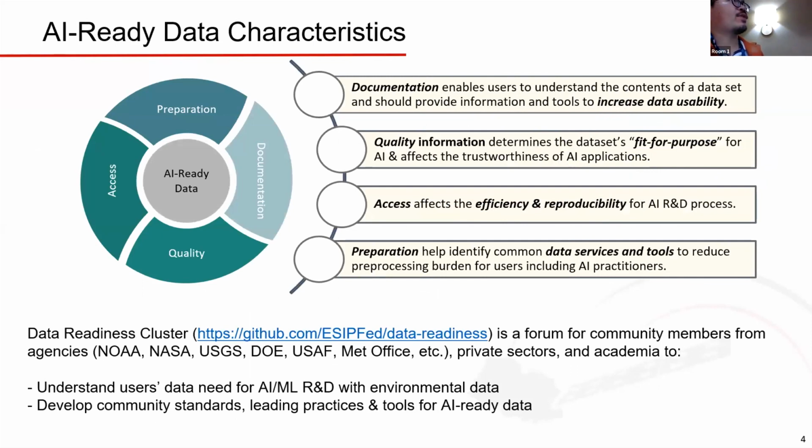And so with the Data Readiness cluster, we identify something called AI-ready data with 4 different categories. I want to draw your attention specifically to the quality information: the AI-ready data characteristic that determines data's fitness for purpose for AI application processes and can affect the trustworthiness of the AI application development process. But there are also other parts, including documentation, and the quality of the documentation, which goes to different aspects of the information quality that has been presented earlier, and also the access part of it. If you want to learn more about the checklist, you can go to the data readiness cluster's GitHub, which is on the website, on the slides.